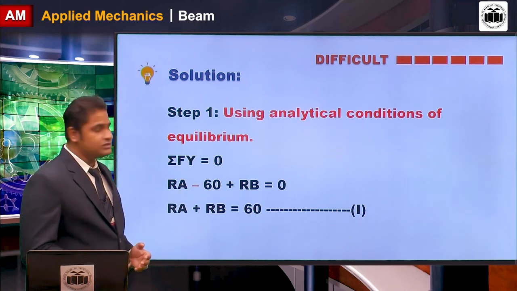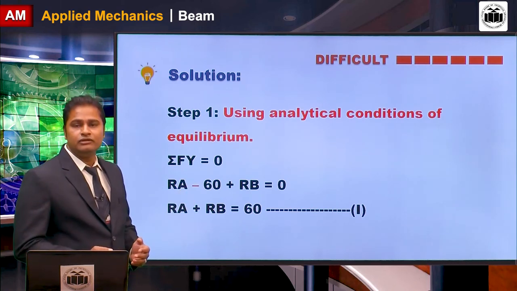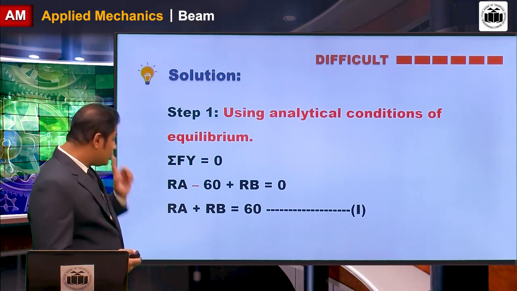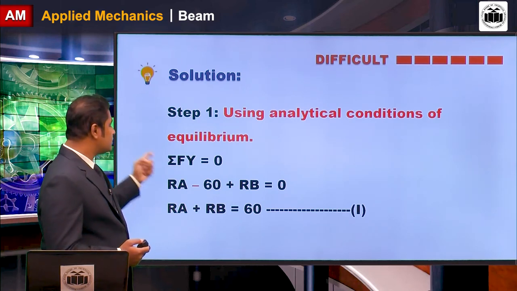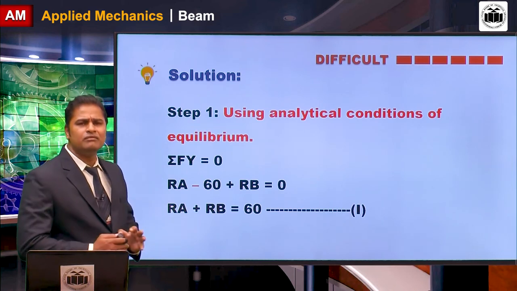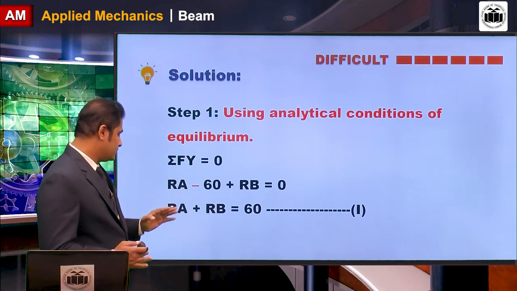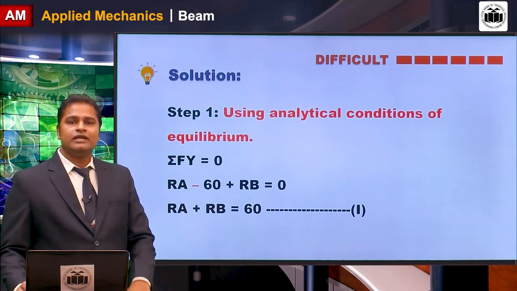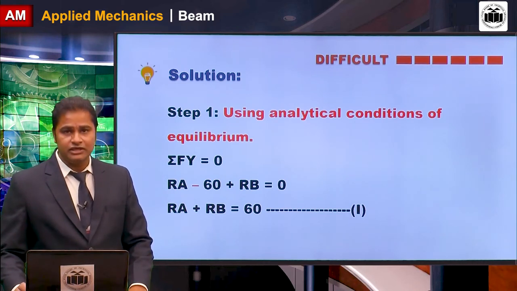The second thing is the beam is loaded with one point load and with one clockwise moment. Don't take the clockwise moment in summation Fy. This is the most common mistaken point. The next is RA plus RB is equal to 60.